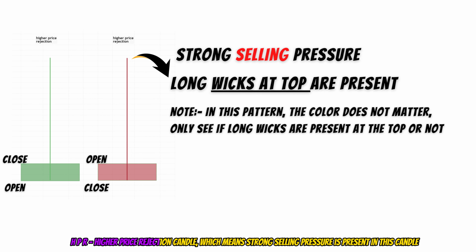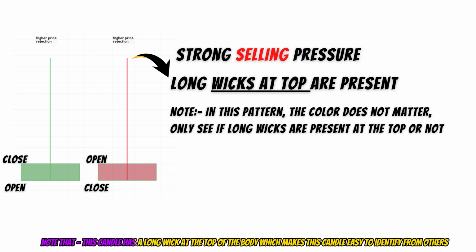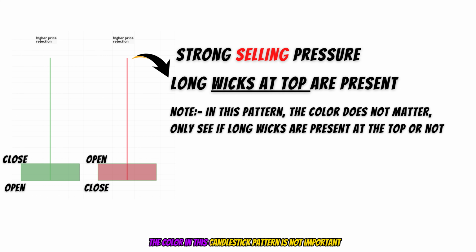HPR, higher price rejection candle, which means strong selling pressure is present in this candle. Note that this candle has a long wick at the top of the body, which makes this candle easy to identify from others. The color in this candlestick pattern is not important.